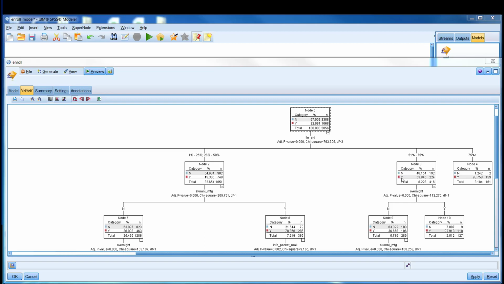From node 0, financial aid is then broken down into 4 different financial aid buckets: 75%, 51% to 75%, and so on. In node 4, which are students that were offered 75% or more of their tuition covered by financial aid, 99% of those students enrolled in the university. In node 3, or the 51% to 75% financial aid group, only 54% of these students enrolled in the university and 46% did not. For node 3, SPSS can break down this data even further.